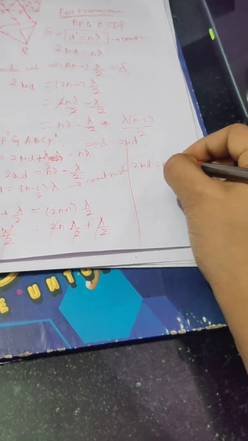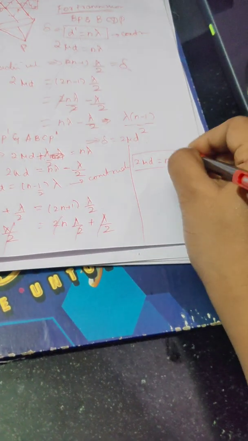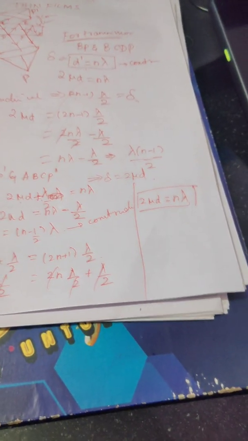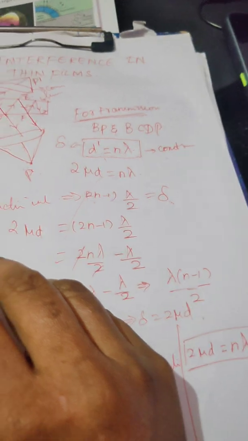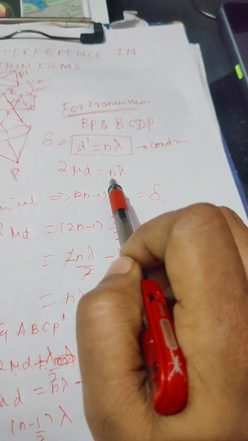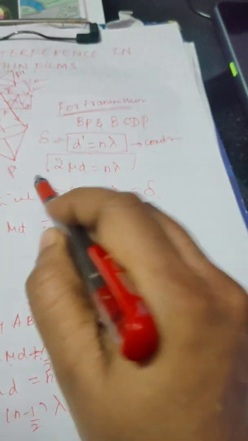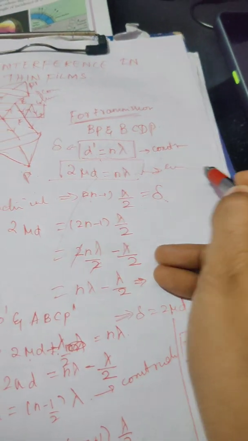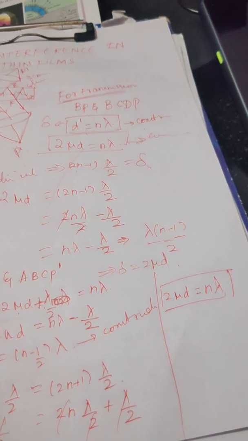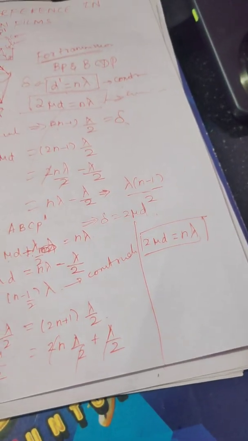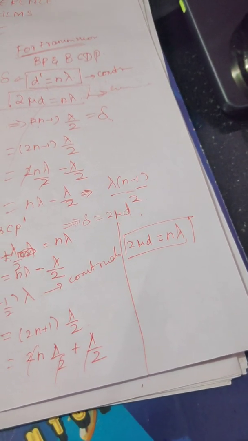n lambda. So here you can see one thing clearly. For the reflection, I have the destructive as 2 mu d is equal to n lambda. But for the transmission, I have the constructive as the same thing, 2 mu d is equal to n lambda. So there the constructive is 2 mu d is equal to n lambda, and here the destructive is 2 mu d is equal to n lambda.